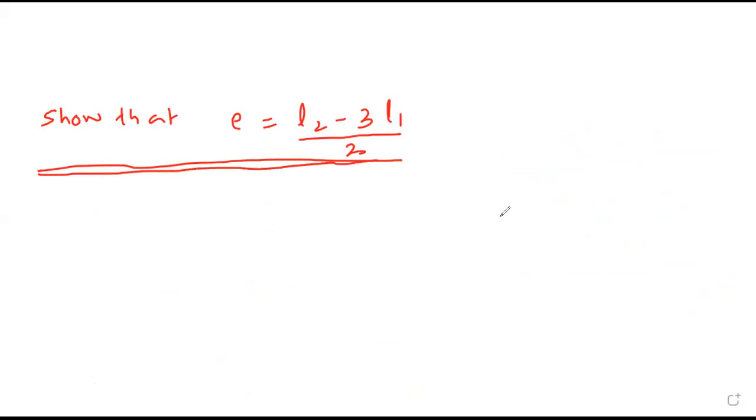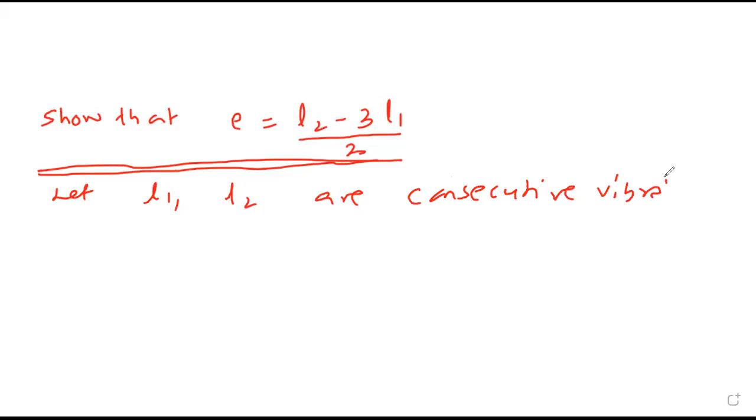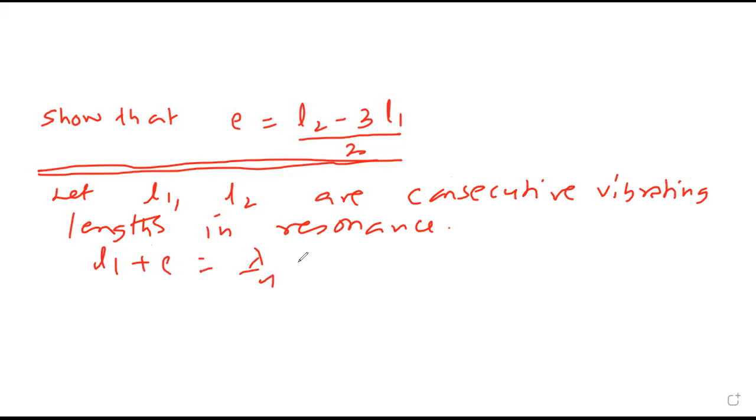Show that E equals (L2 minus 3L1) upon 2, where L1, L2 are consecutive vibrating lengths in resonance. So we got L1 plus E is 1 lambda by 4, and L2 plus E is 3 lambda by 4.